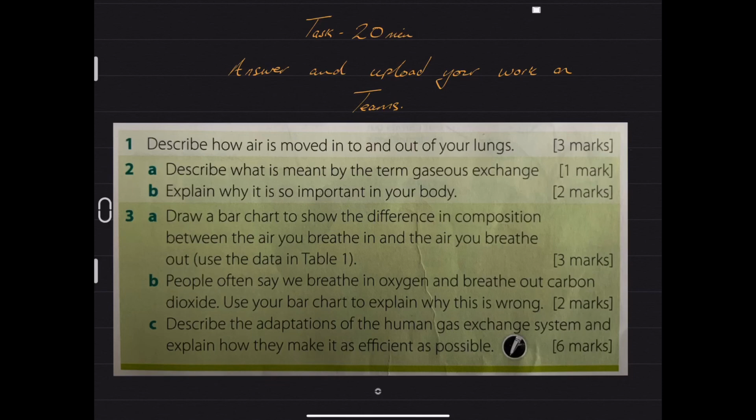Question 3, where it says draw a bar chart to show the difference in composition between the air you breathe in and the air you breathe out. Use the data in table 1. That is the table that was given with the compositions of air earlier on in this video. So from your notes, that is your table 1 for question 3.